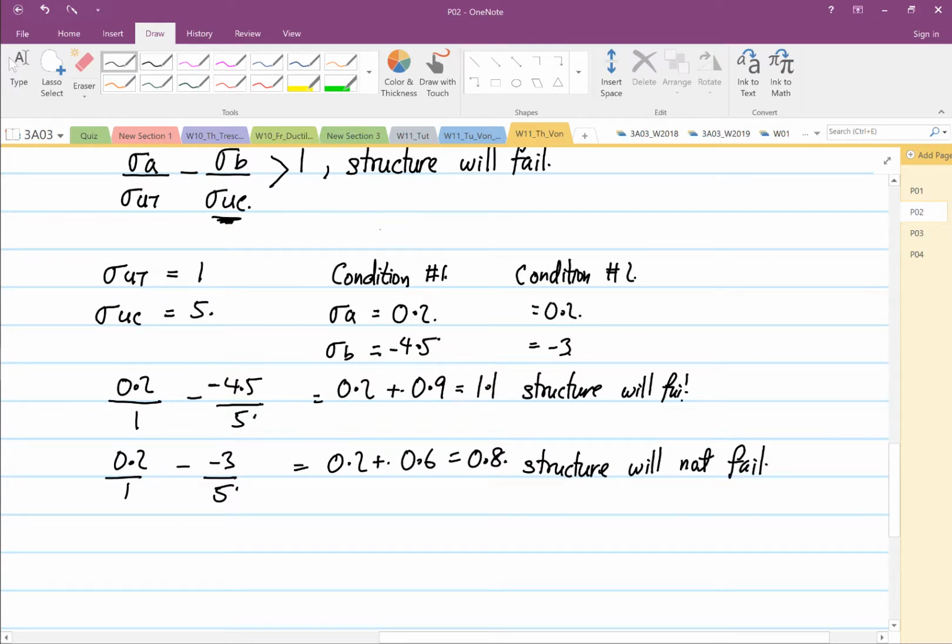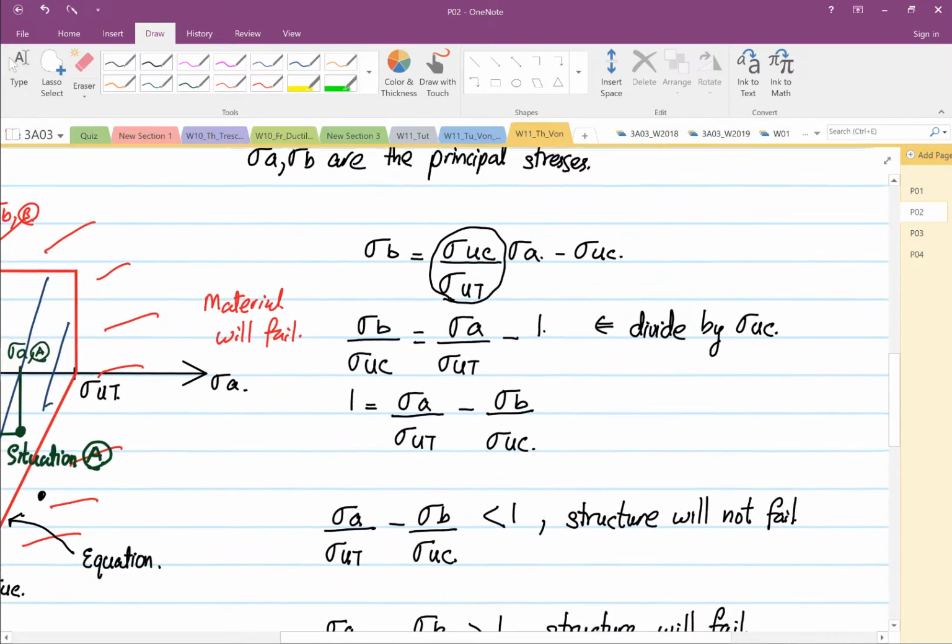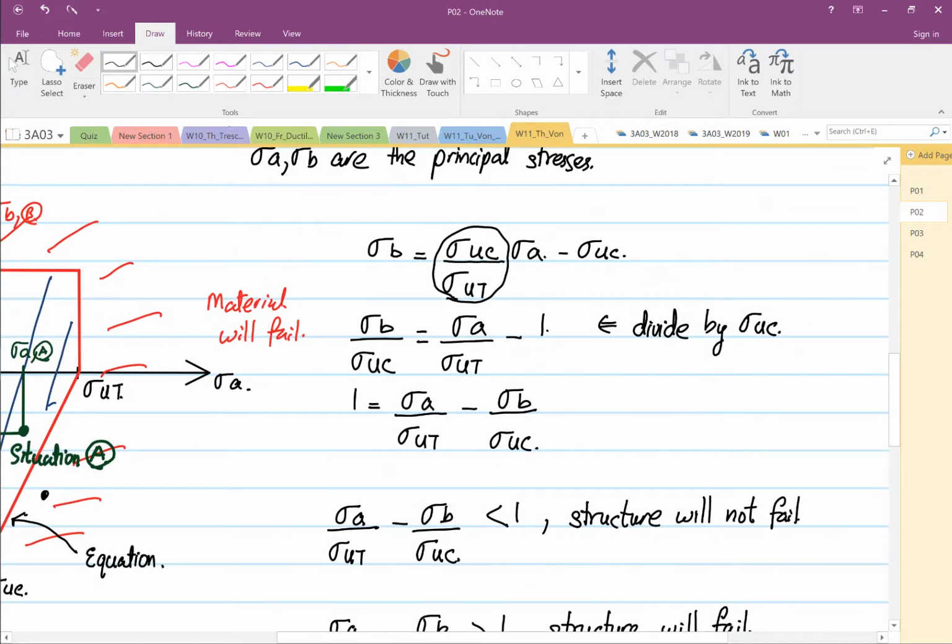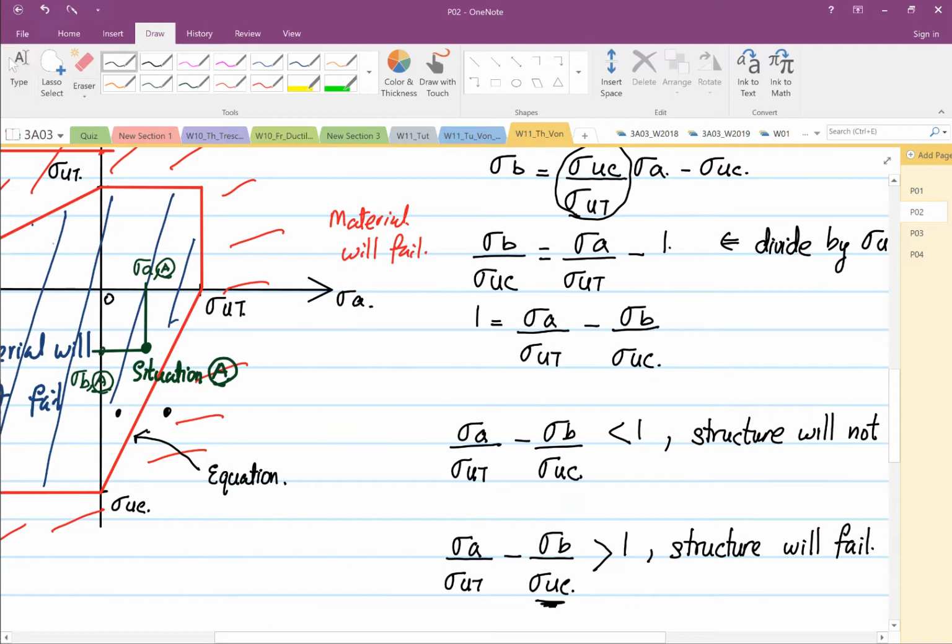Okay, so this is how it works. Let me explain it again. Over here it is positive because the gradient over here is positive. So if your ultimate compression gives a negative value, you have to put in the positive value, except stress B. All of these are vectors. You have to remember that.